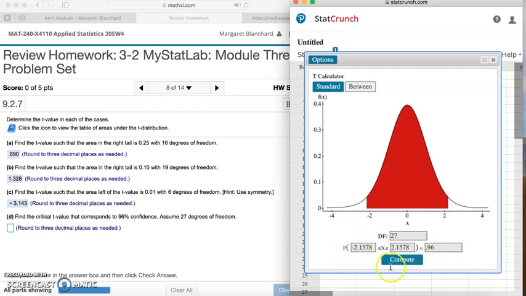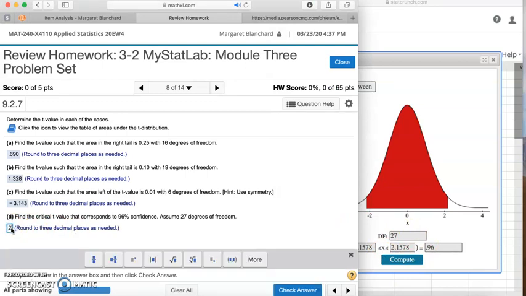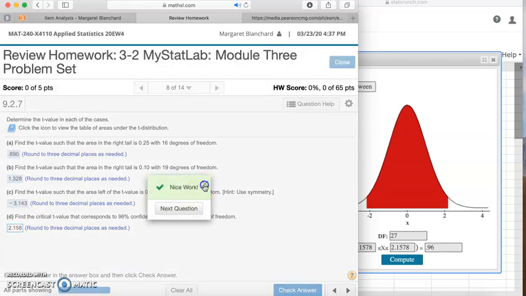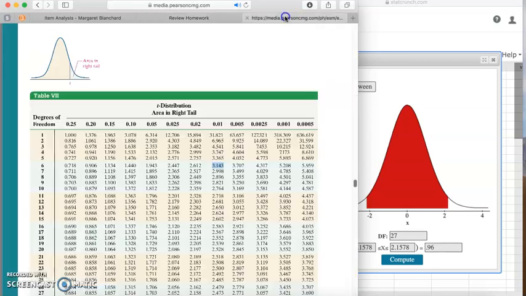So we would click compute, and look, it gives us, again, symmetric numbers. It's going to be negative on this side and positive on this side. So we can just say that critical value is 2.158 when we round up. Check answer. Nice work.